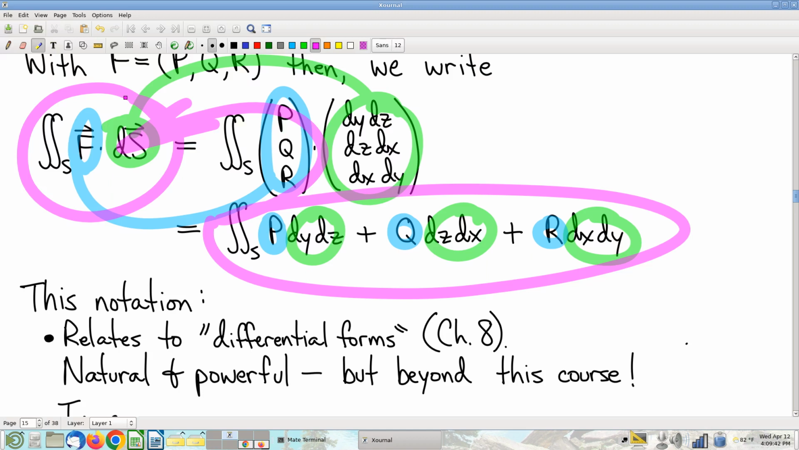Okay, is everybody comfortable with how to take stuff that looks like this and how to reverse engineer and figure out what the vector field is and how to reconstruct that as just a flux integral? Is everybody comfortable? Okay. Cool.